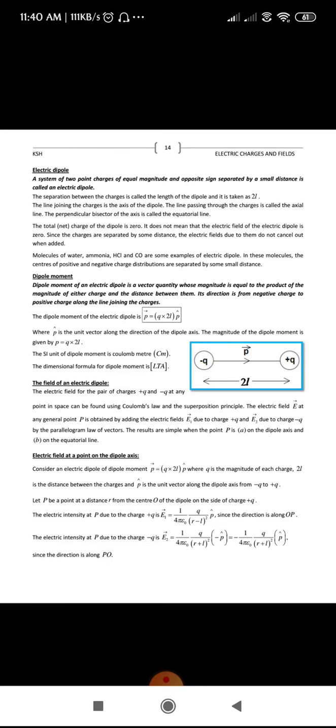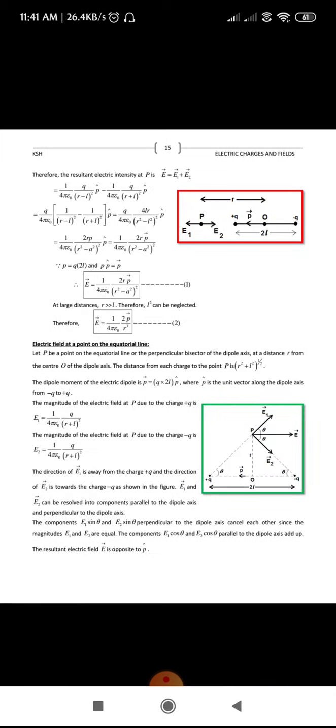Next, just have a look at electric dipole and dipole moment. There is a chance of asking for 1 mark or 2 marks. Next, coming to the 5 marks. The axial electric field at a point on the dipole axis, a 5 marks question. Next, electric field at a point on the equatorial line, even this is a 5 mark question.